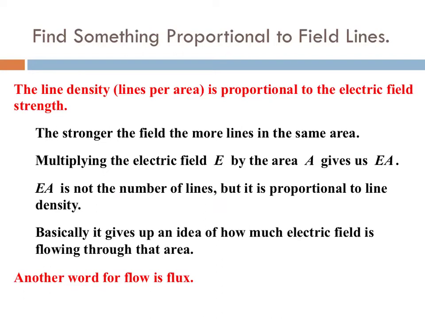So if we multiply the electric field E by the area A, it gives us E times A. E is not the number of lines, but it's proportional to line density. Basically, it gives us an idea of how much electric field is flowing through that area. This is going to be known as flux.